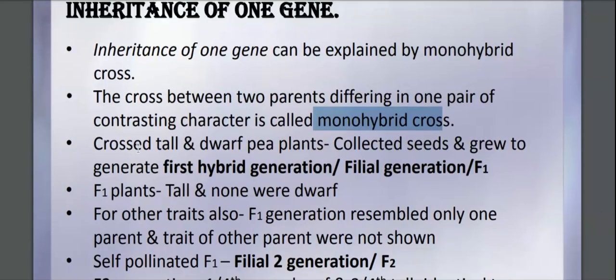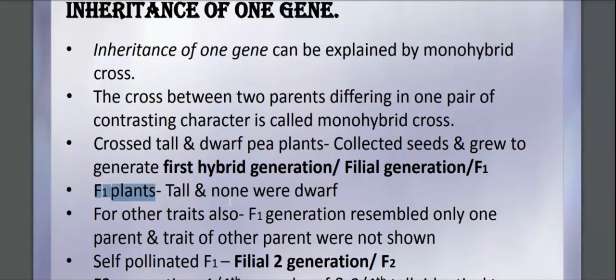What he noticed was when he crossed, for example, a tall parent with a dwarf parent, he got the first generation of offsprings, which he called the F1 generation, or the filial one generation, or the first hybrid generation. These F1 offsprings that he got resembled only one of the two parents. In this case, when he crossed a tall parent and a dwarf parent, he noticed that the F1 plant offsprings were all tall and none of them were dwarf.